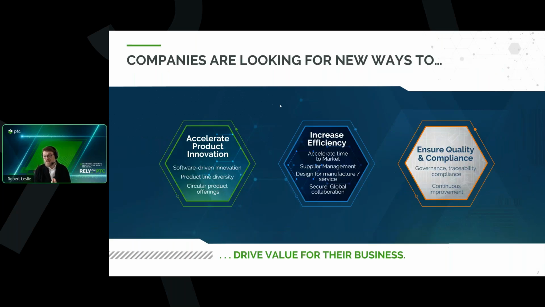So as we engage with companies, we hear this common theme. There's really three things that everybody's trying to do. Everyone is trying to accelerate how quickly products are introduced. That means leaning more on software-based innovation. It means using more software tools to help drive. We're looking to diversify the product line to create a broader suite of offerings. And we're looking to do circular product offerings, right? We're trying to harness more of the post-sale service revenue. We're trying to create more post-sale operations and offerings for our customers.